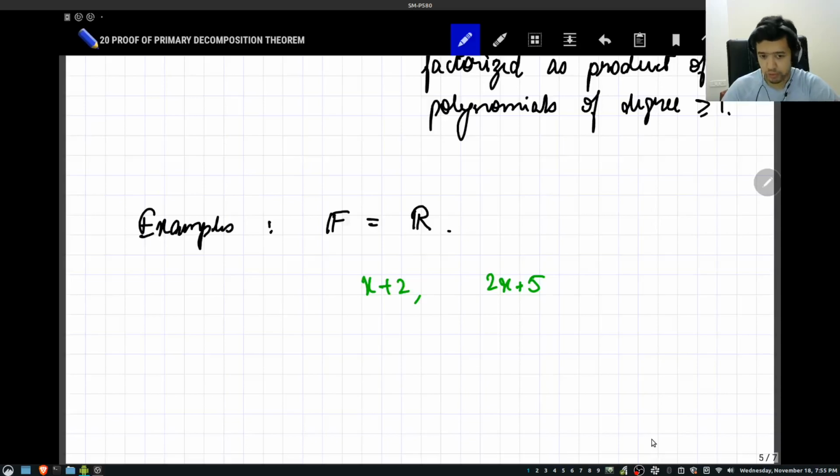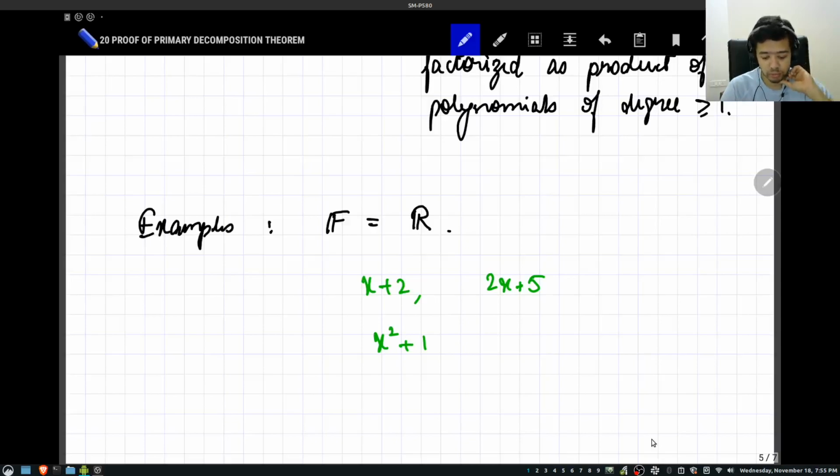Another non-trivial example: if the coefficients come from the set of reals, can you give me an example of an irreducible polynomial of degree 2? So this is a polynomial of degree 2 which is irreducible because over the reals you cannot factorize x squared plus 1, right? But on the other hand, if the field had been the set of complex numbers, if the coefficients are allowed to be complex, then this can be factorized as x plus i times x minus i, right?